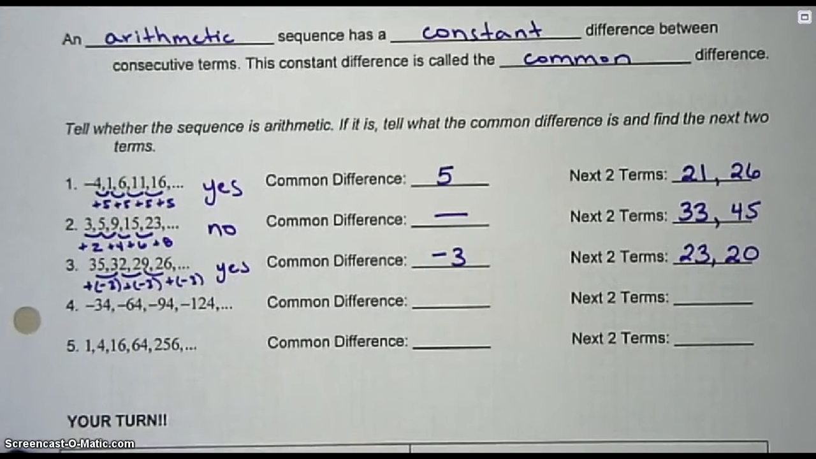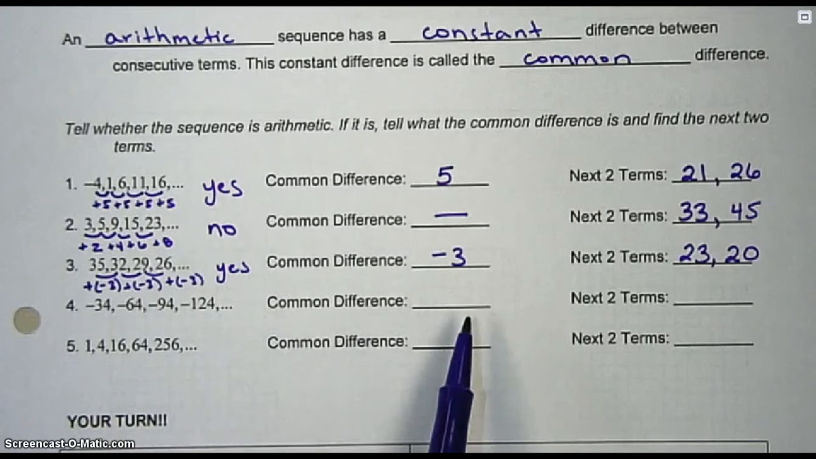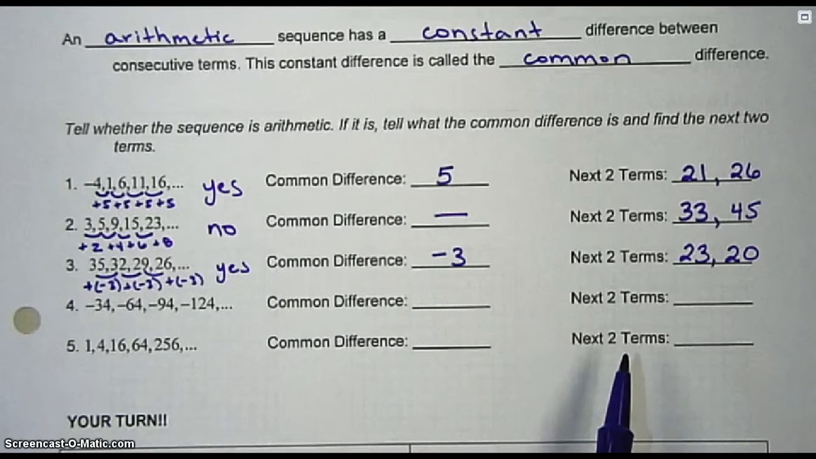So I want you to take a moment right now and figure out first if 4 and 5 are arithmetic or not, right? Yes or no. If it is, put the common difference and then the next two terms. When you're ready to check your answers, turn the video back on.